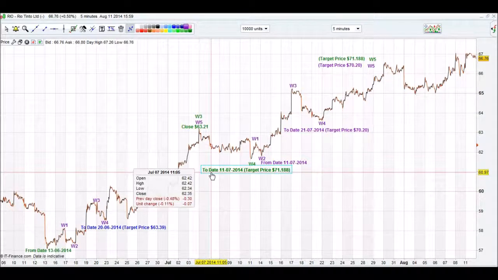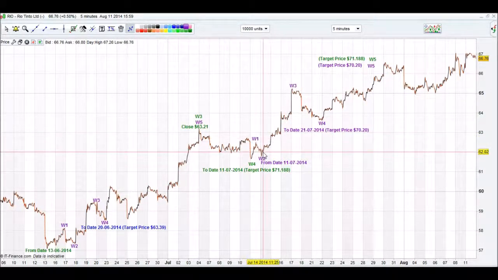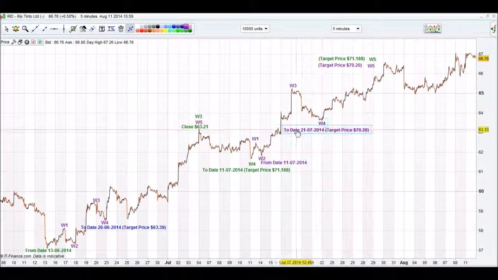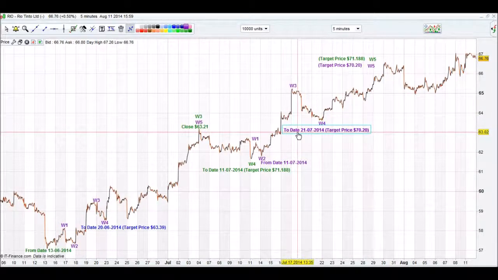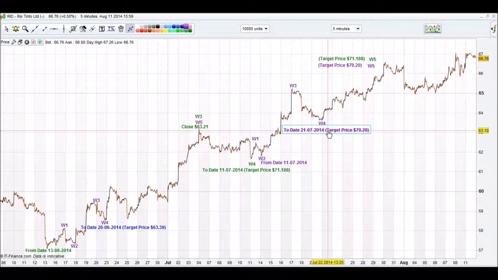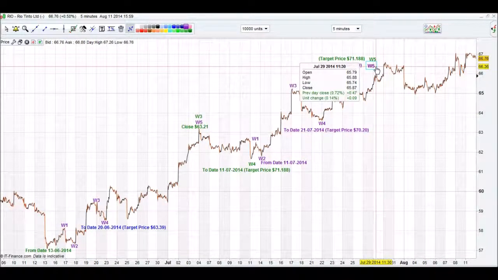I write a from date, which is the 11th of the 7th, 2014. I've got my first wave, my second wave, my third wave, and I've got the fourth wave. On the fourth wave, that's when we write our to date. Our to date is the 21st of the 7th, 2014, and it will calculate a target price for us for a W5, a minor W5 again, and the target price is $70.20. So I normally just write it there to remind me.